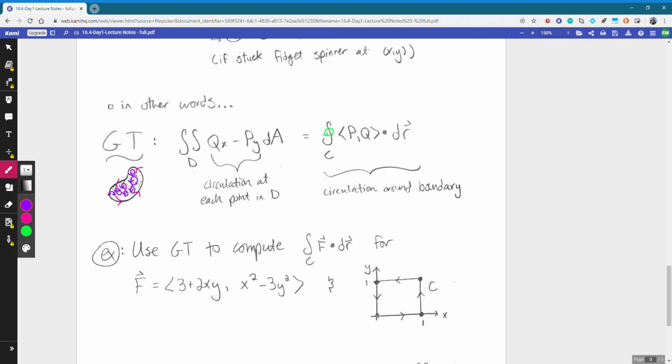Pause the video and see if you can, once again, use Green's theorem to translate this line integral of a vector field, to swap it out for what Green's theorem says it equals, and see if you can work through computing the integral we're left with without doing any integration whatsoever.